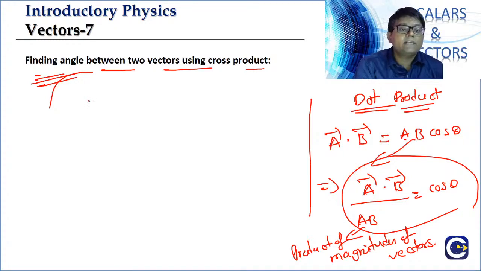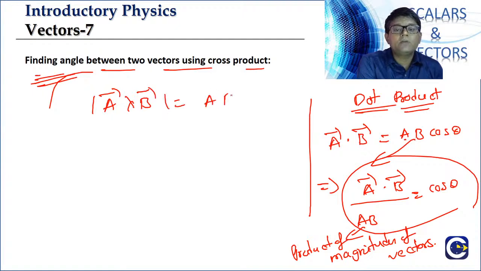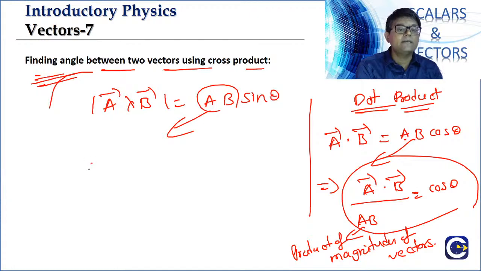So look at this, students, carefully. What is the magnitude of the cross product? It is A into B into sin theta, correct? From here, same method. If you bring this AB to the left hand side, where is it going to go? It is going to go to the denominator.